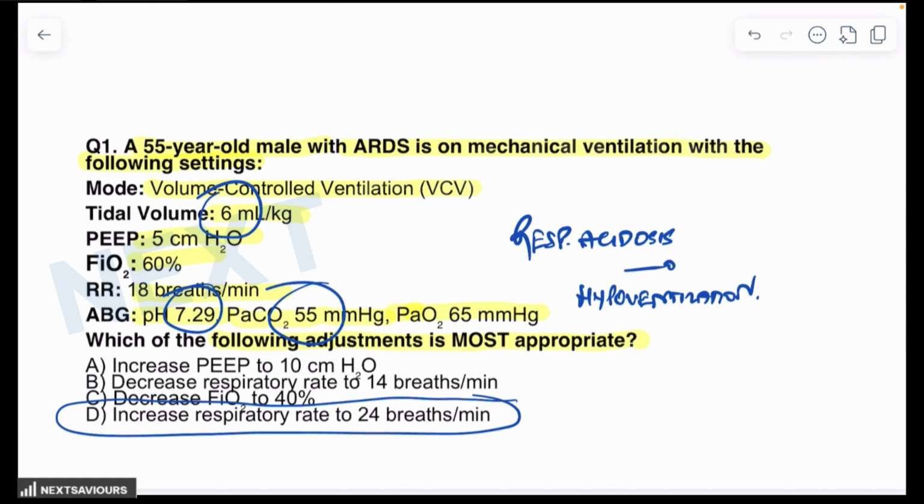Why are the other options not correct? If you go with option A, increasing PEEP, increasing PEEP is for oxygenation issues, not for carbon dioxide clearance.